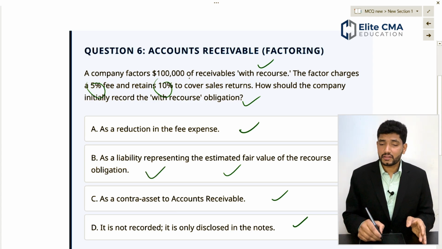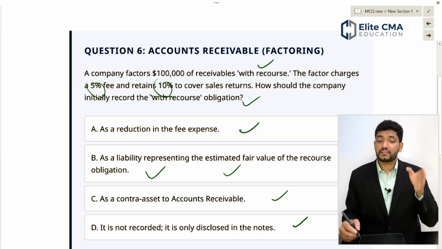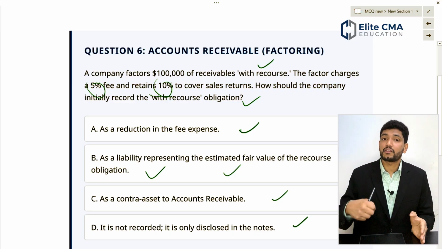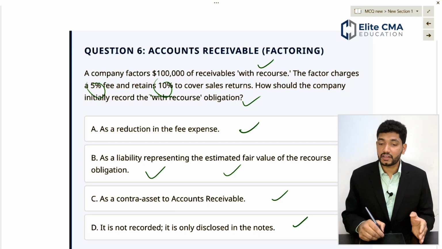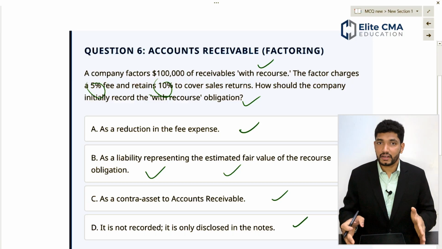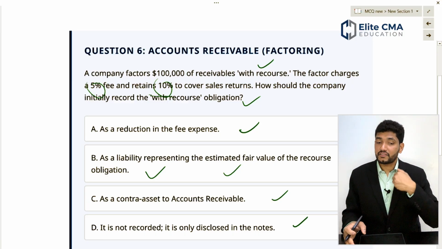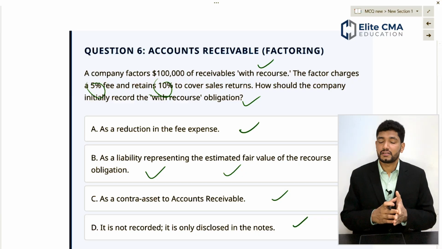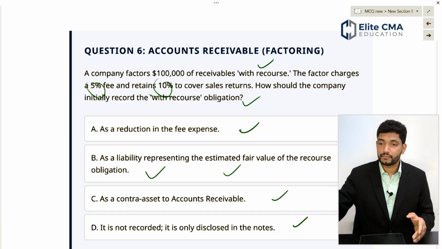So, for this retained amount, a liability has to be created and a provision has to be created against that recourse obligation. It has to be recorded as an expense and as a liability in the financial records.